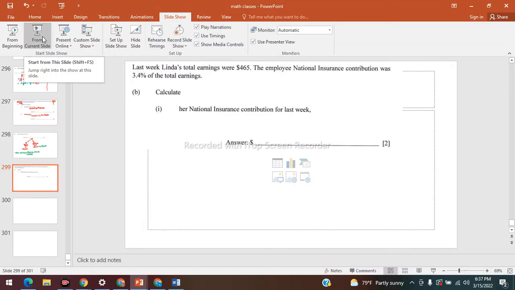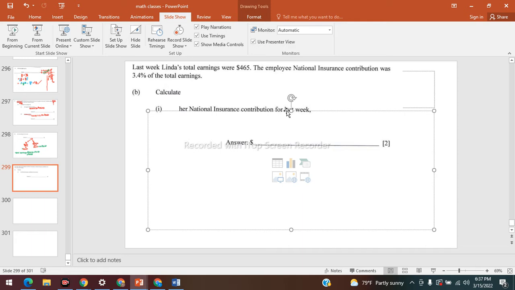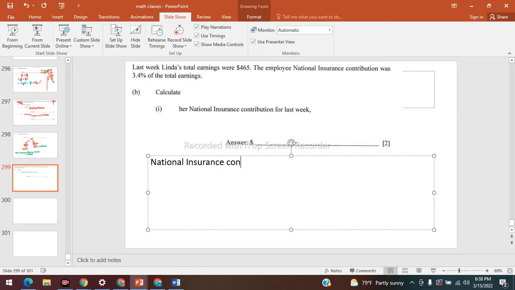You would put 3.4 over 100, and you would times it by her total earnings to get the national insurance contribution. Very good. So we know that her national insurance contribution was 3.4% of her total earnings, and her total earnings was indeed $465.